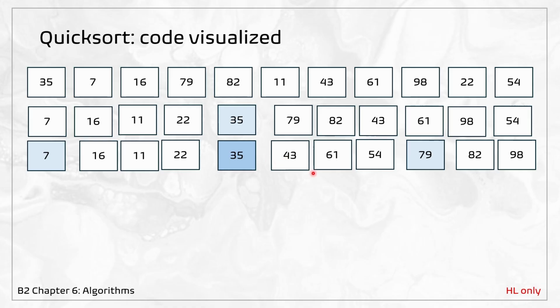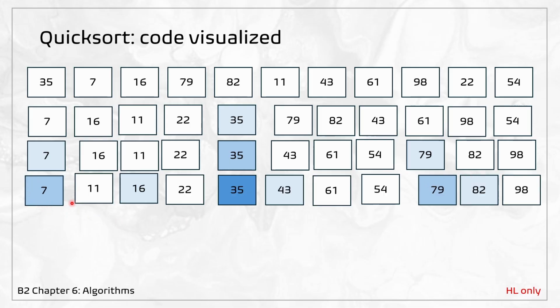So 43, 61, and 54, they're all less than 79. This makes up the left list for this part of the list. And 82 and 98 then make up the right list for this sublist over here. And then we do the process again. So this would be the next recursive call. And here we would choose 16, 43, and 82 as our new pivots.